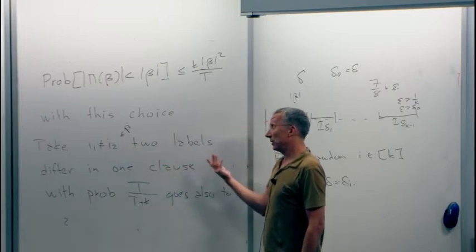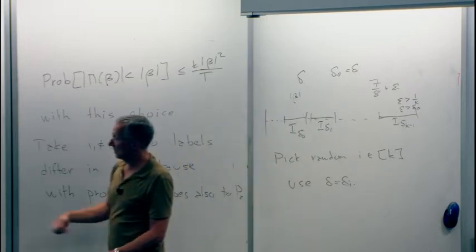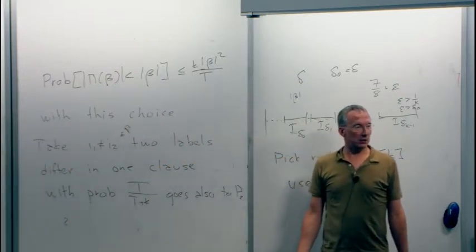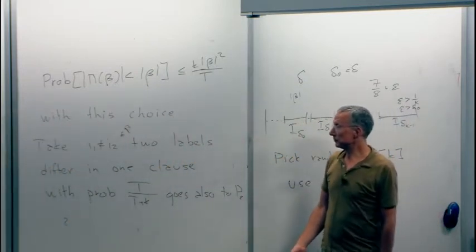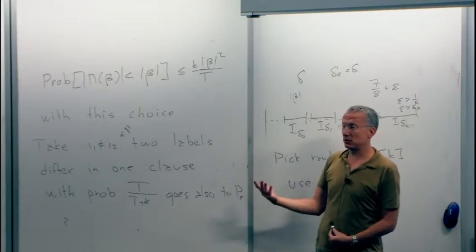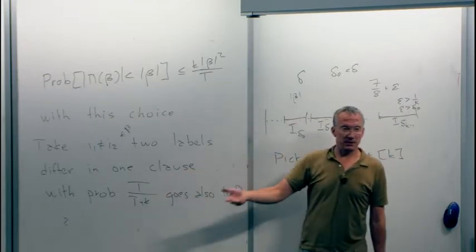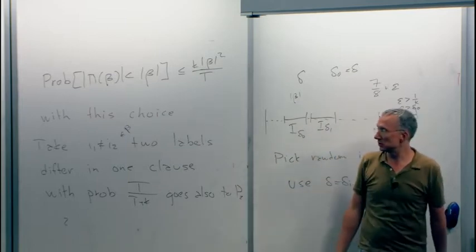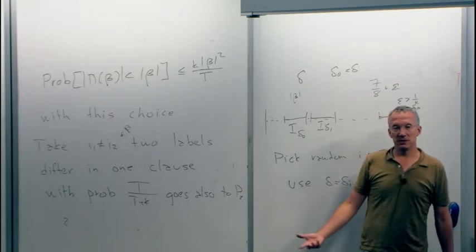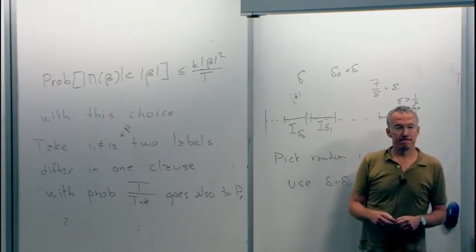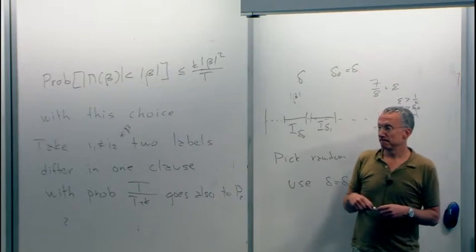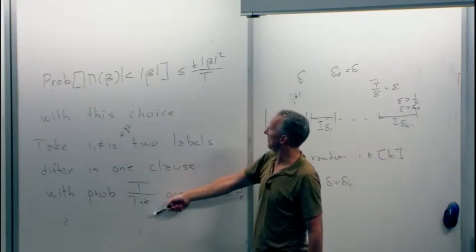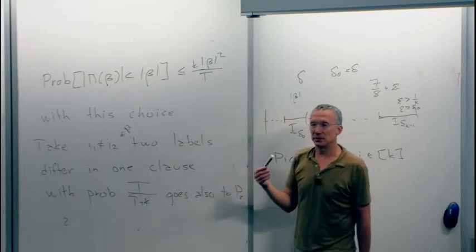Now we actually have to think, what are these labels? Well, these labels are assignments to the T plus K clauses sent to P1. And they differ in at least one of these clauses. And with extremely high probability, we'll choose that variable that's in that clause to send also to P2, which means that the projections are different. And since there are like size of beta squared things, and the probability that we fail is like K over T, we're done here.